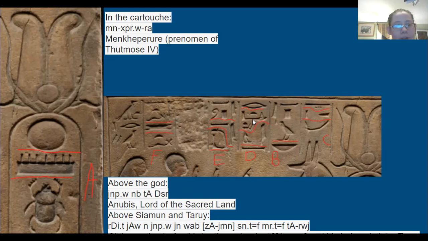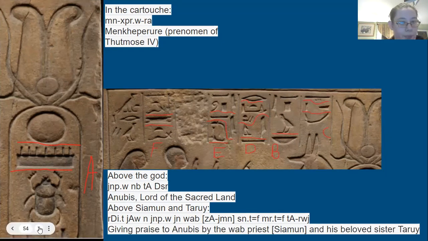So now we go to this register, and this is above the two mortal people, Samoon and Tar or Tauri, that the stela is dedicated to. So this is now R D J. So yeah, I didn't need to put that red line there because this is one hieroglyphic word. And then this is that J alf. So this is the giving praise part.